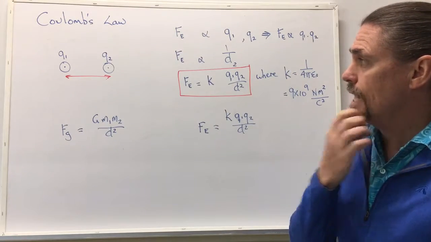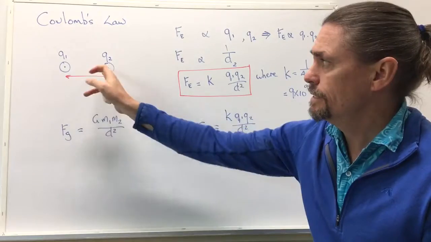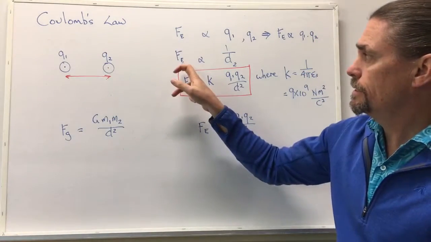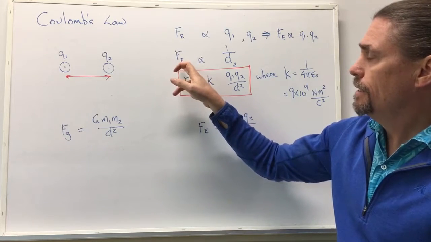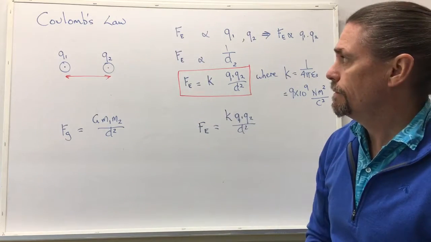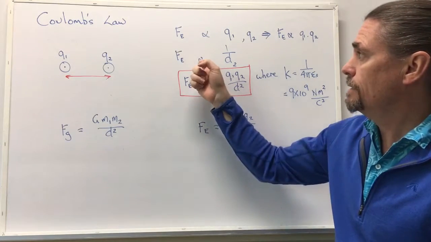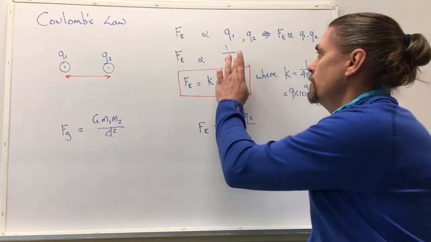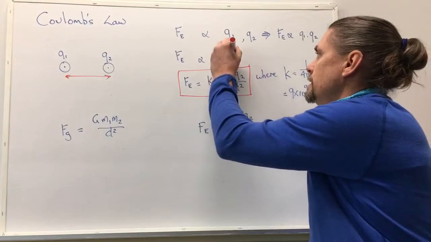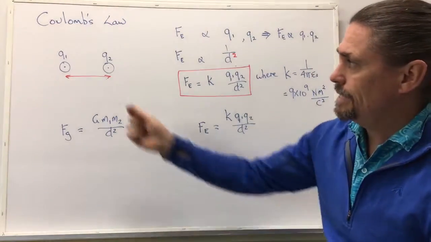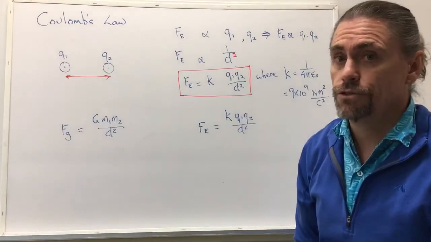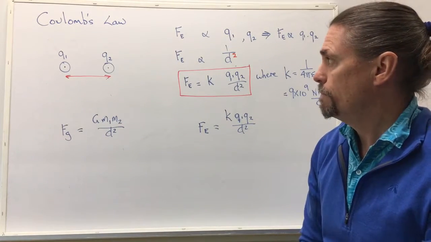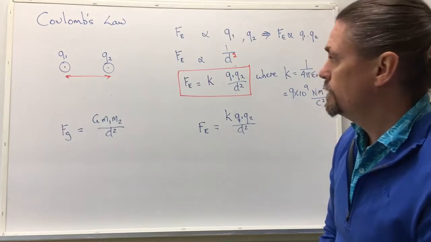He also found that it was dependent on the distance between these two charges as well. So in his experiments, he found that this electrostatic force was dependent on the inverse square of the distance. So in other words, as this distance increased by a factor of 2, the electrostatic force decreased by a factor of 4. And he finally formulated his equation.